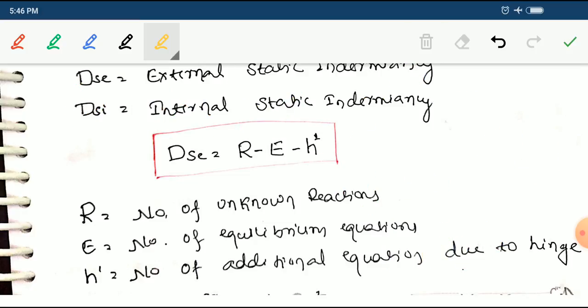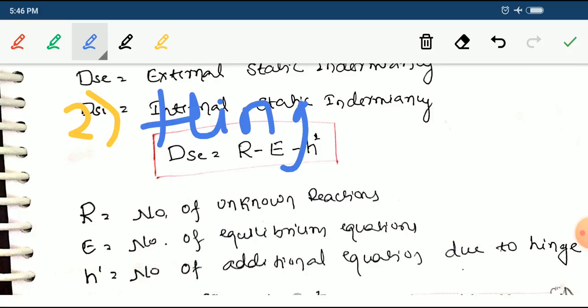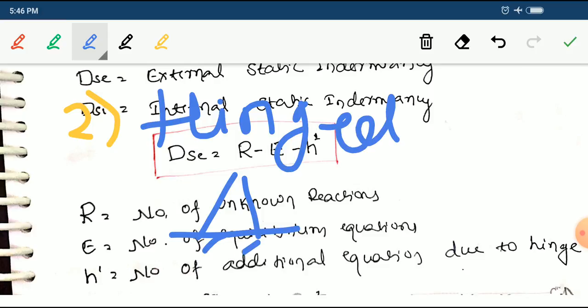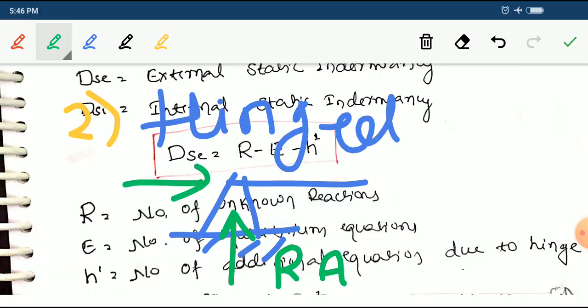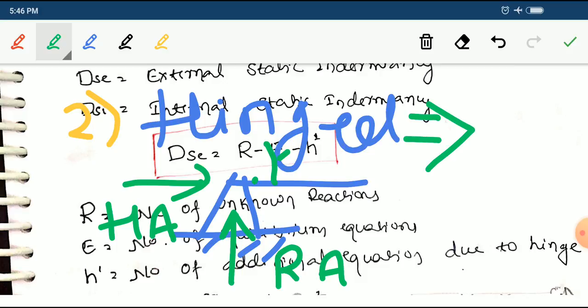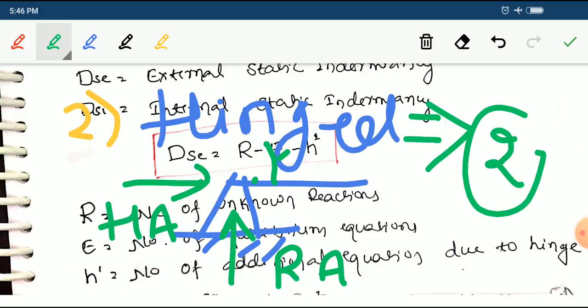Okay, second one is hinge support. How is it to be shown? The hinge support will be shown like that. So in the diagram, if hinge support is given, how many reactions will be developed? For hinge support, the total number of reactions that will be developed will be 2. One is vertical and one is horizontal. So I will name these RA and HA. So if hinge support is given, you are supposed to take 2 reactions.